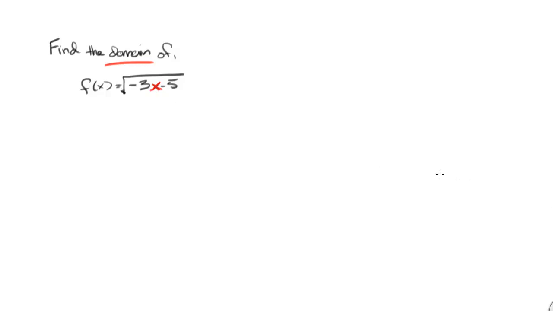How I always think of this is you should be able to plug in any number you want. The issue is we have a few math rules with real numbers that we can't break. Let's look at an example.